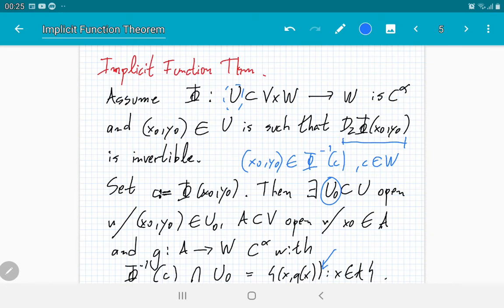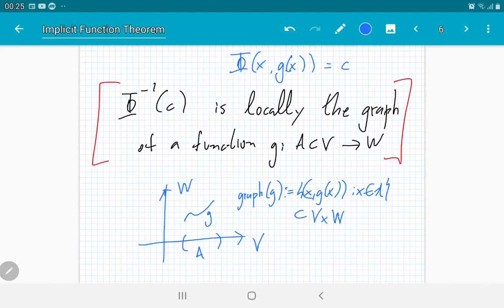It also says this function g is C alpha, defined over an open subset of V, but that's not too important. In any case, let's prove this theorem. As we're going to see, we're going to get it through an application of the inverse function theorem from our previous video.